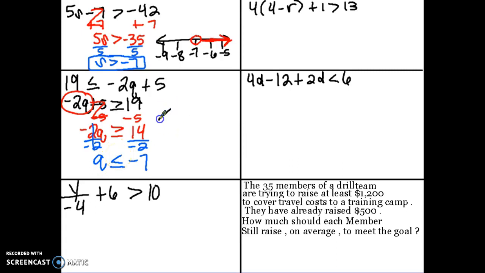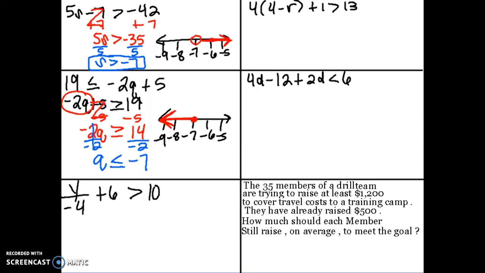So now we're going to graph it. I'm going to have a closed circle because it's less than or equal to. We can use negative 7 to plug into this inequality to get a true statement. So I'm going to put a closed circle on negative 7, and I'm going to shade everything that's smaller than negative 7.